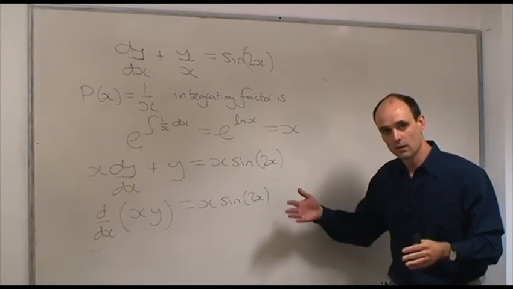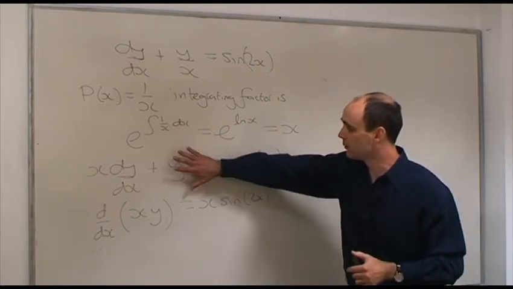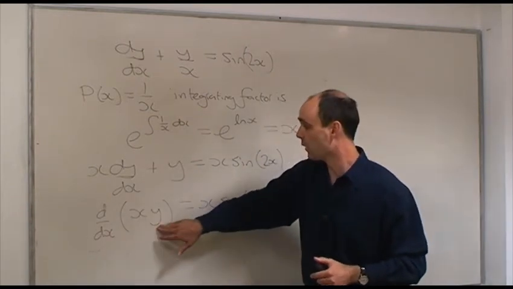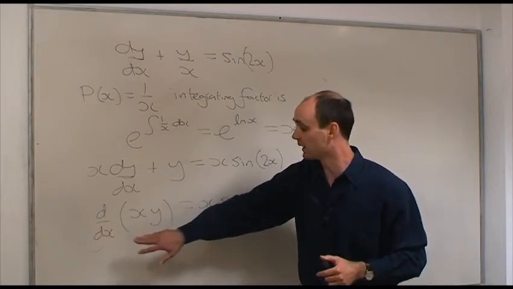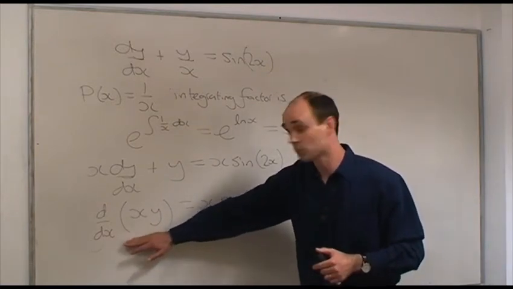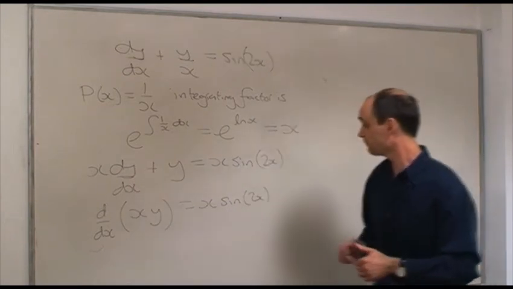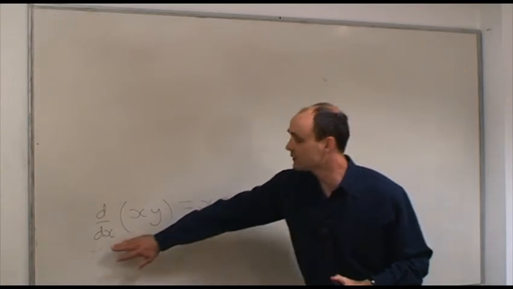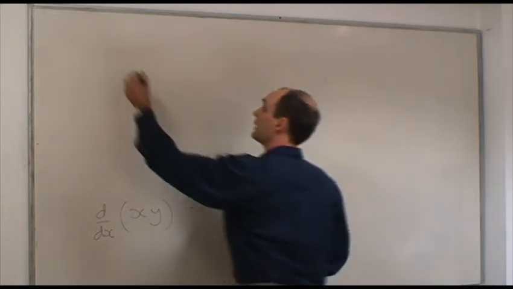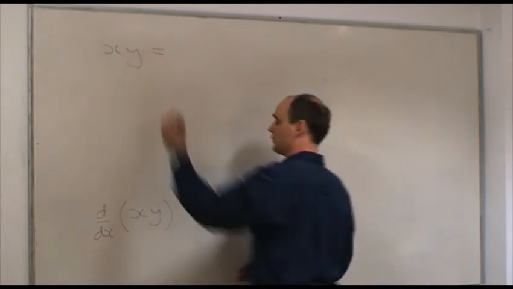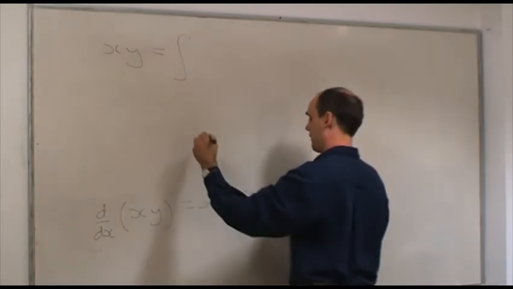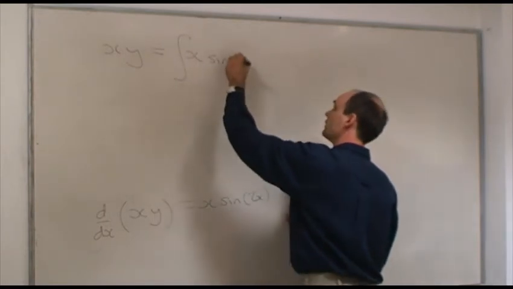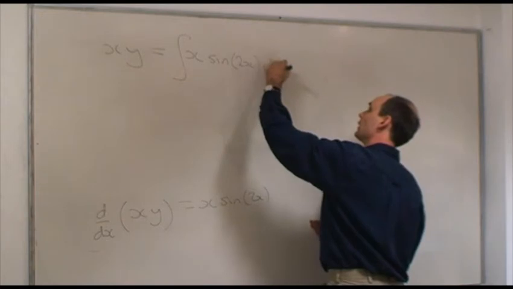So always, always, always, when you multiply through by your integrating factor, you can write the left-hand side as d by dx of y times the integrating factor. Again, if you differentiate this out using the product rule, you'll get that line back. So if the left-hand side is d by dx of something, then we can integrate through by x and write x times y is equal to the integral of the right-hand side, which is the integral of x times sine of 2x with respect to x.